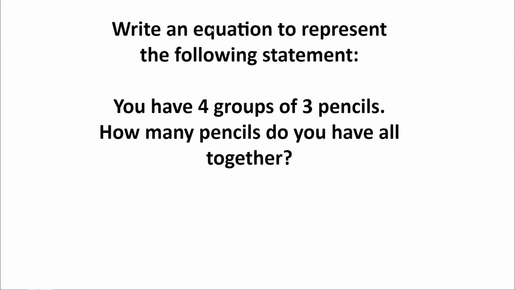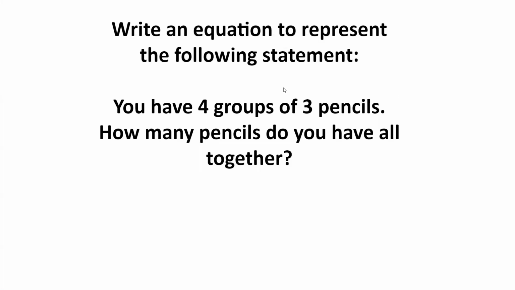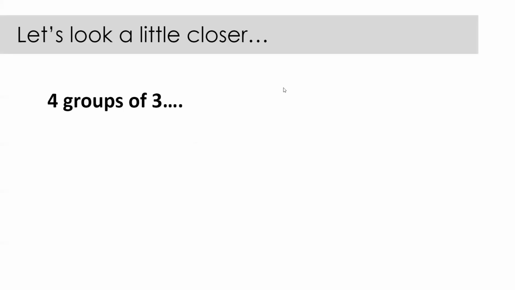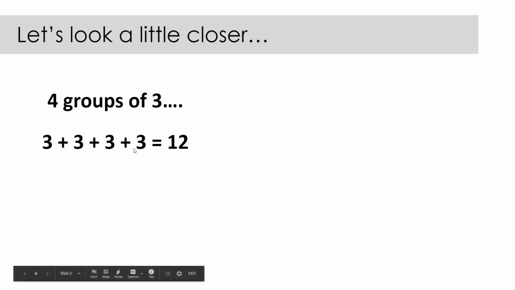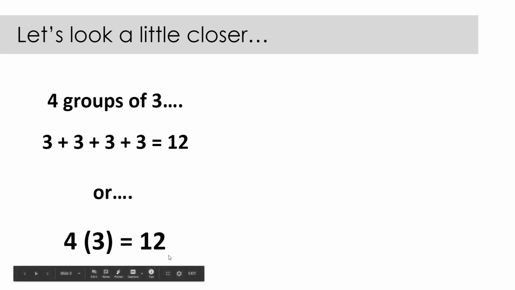So you could have written a couple of things for 4 groups of 3. So reminder, we have 4 groups of 3 pencils. So to represent 4 groups of 3, you could have written 3 plus 3 plus 3 plus 3. So there's 4 different 3's there, add them together, and you get 12 as your answer. You could have also written 4 times 3, 4 groups of 3, and that also equals 12.